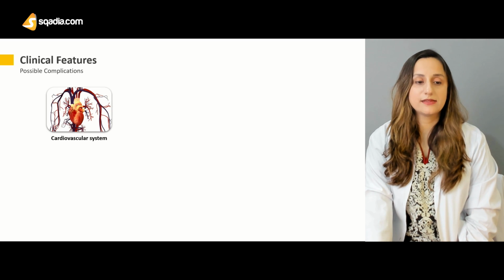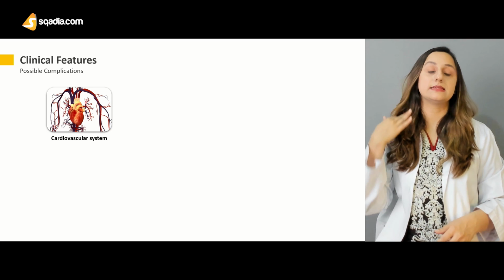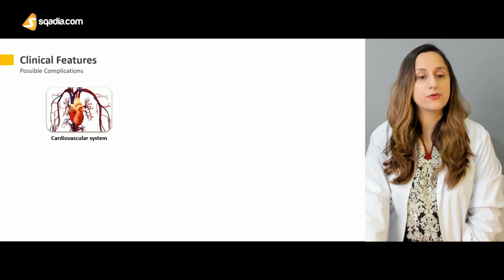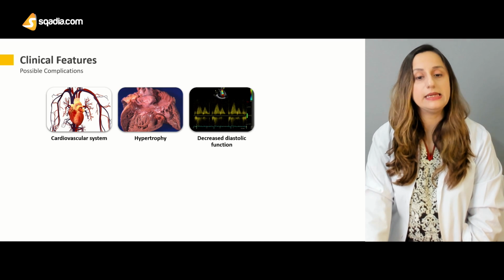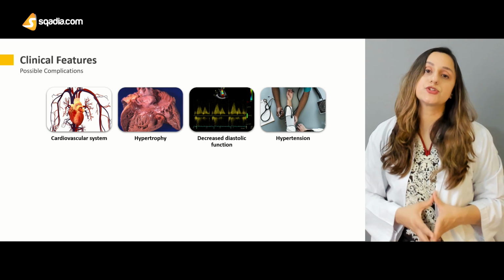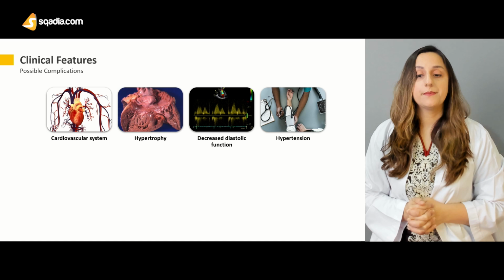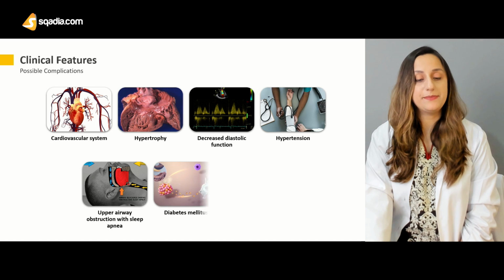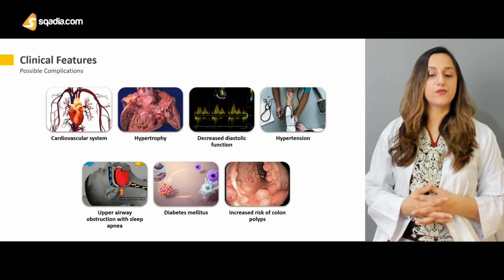Possible complications include the cardiovascular system being involved, and particularly we have hypertension that is seen in the patients. We have the ischemic cardiac diseases that are also noted down, and then we have hypertrophy of the heart resulting in cardiomegaly, decreased diastolic functions. As we even saw, the ejection fraction was affected in our case study. It was almost reduced. Hypertension is seen in the patients, and upper airway obstruction with sleep apnea. Diabetes mellitus was noted down, and increased risk of colon polyps.